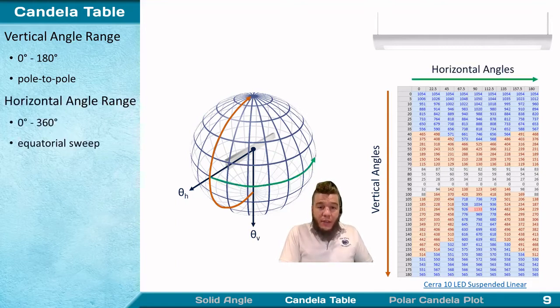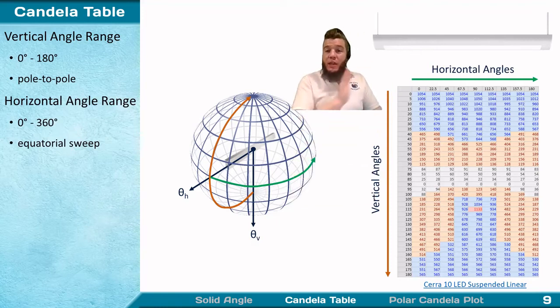Okay, let's add the other piece of the puzzle in. So we have our horizontal angles, and our horizontal angles are going to be an equatorial sweep around the sphere, right? Fortunately, those mostly increment as expected, as you can see. So as we increase our angle, we're just going to keep going around the sphere.